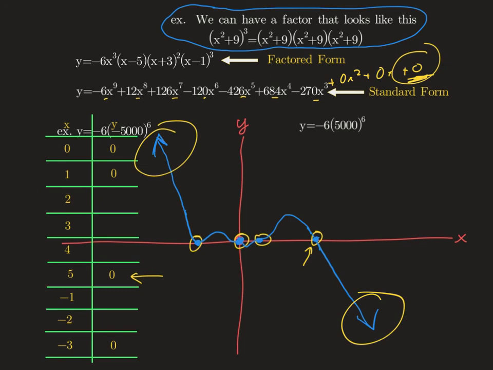So factored form is the form you're always going to want to have if you want to graph a polynomial. If I give it to you in factored form, graphing is going to be really easy. If I give it to you in standard form, you're really going to want to factor it. And that's what we're going to learn in Friday's class. Once you factor it, then it's going to be really easy to graph.